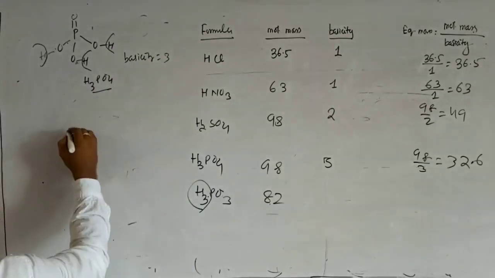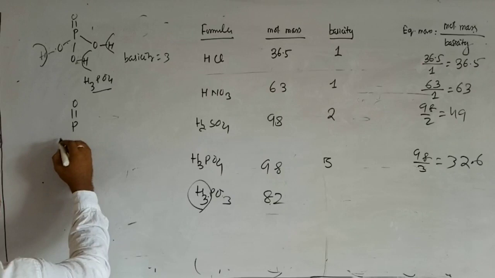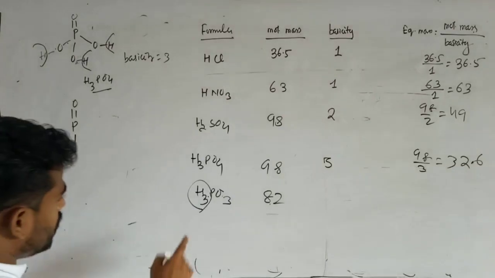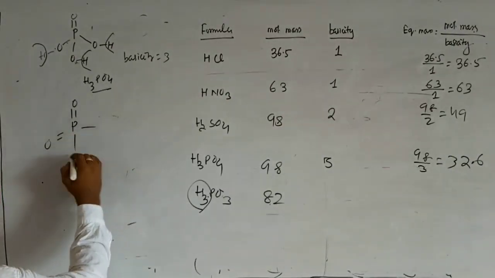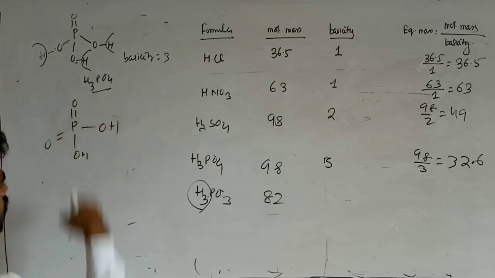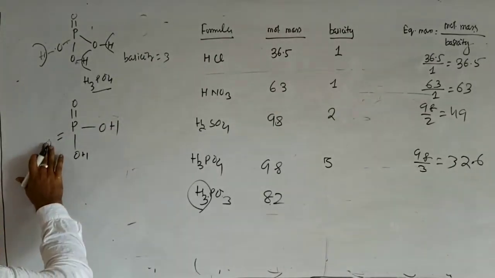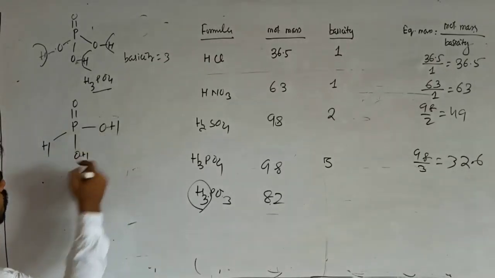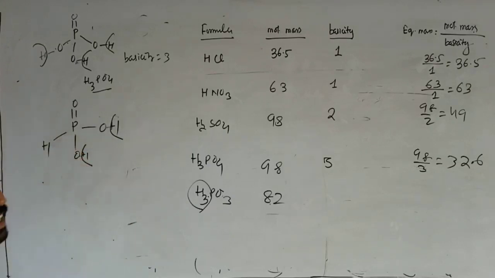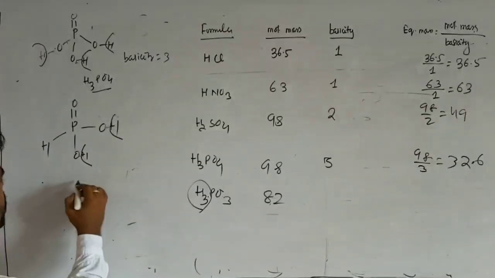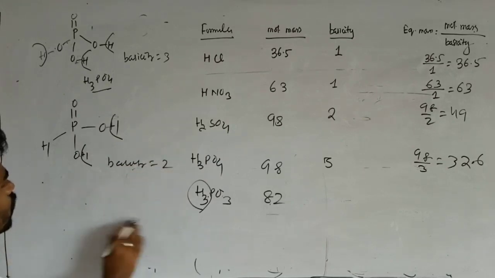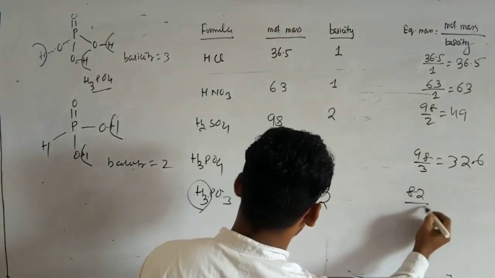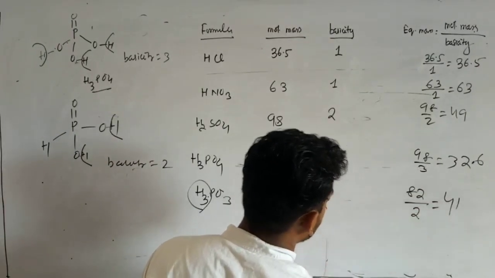Next, H3PO3. Structure like this: OH, OH. You see here the number of replaceable hydrogen atoms attached to oxygen atoms is 1, 1, 2. But this one is directly attached to phosphorus, so removal is difficult. So here basicity is equal to 2. Similarly, H3PO3 basicity 2. Then you just calculate 82 by 2, that will be 41.